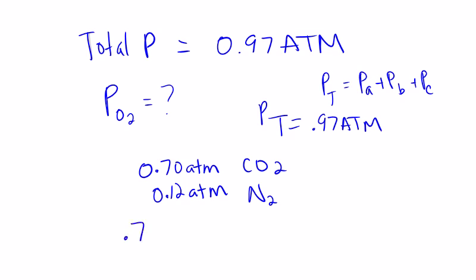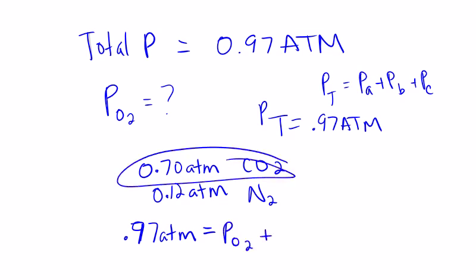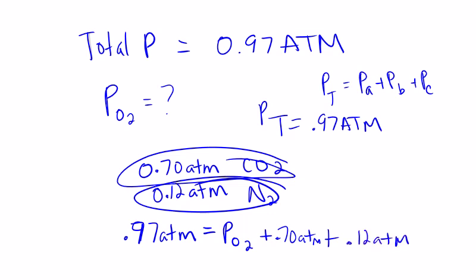We've got 0.97 atmospheres, and that's going to be equal to the pressure of oxygen, which we're looking for, plus the pressure of CO2, which is 0.70 atmospheres, plus the pressure of nitrogen, which is 0.12 atmospheres. And all we have to do now is simply solve for the pressure of oxygen. So we see that the mathematical operation that's holding these variables together is addition. So all we have to do is simply subtract.